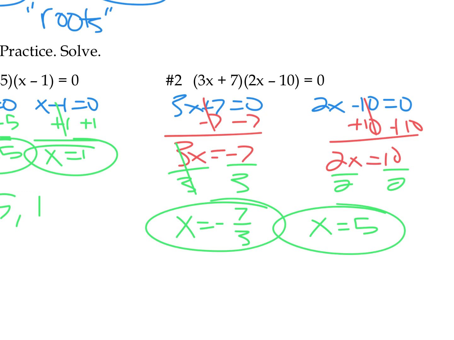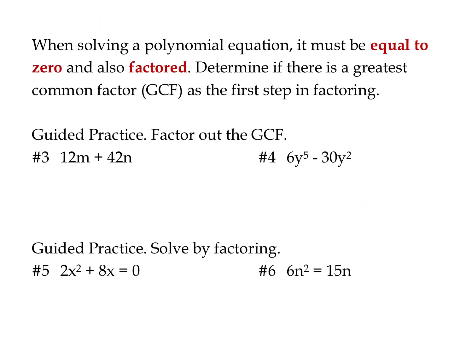You have the factors equal to 0. That means we set each factor equal to 0 as their own separate equation, solve for the variable, and we'll get the solutions that if I plug them back in would make that original equation true.